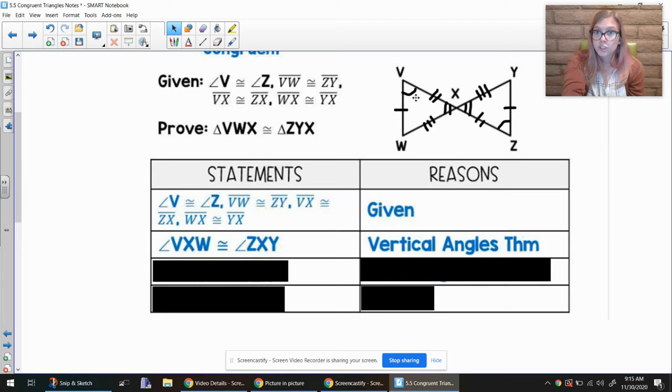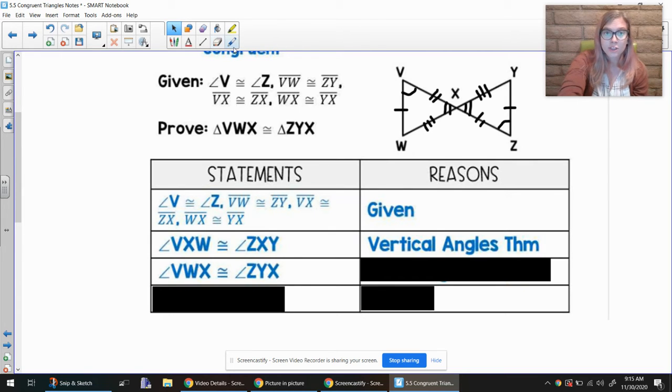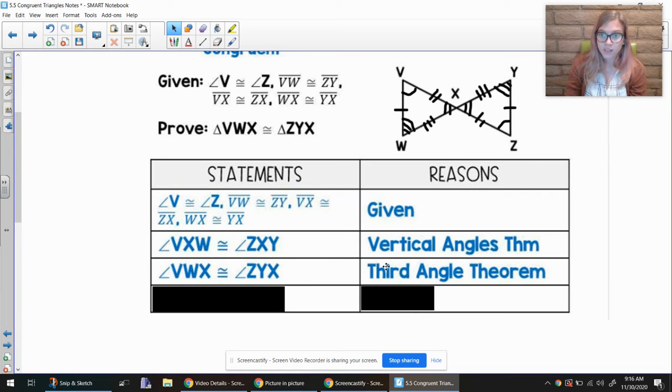Now we have one angle, two angles. We have two pairs of angles in the triangles that are congruent. So we can now say that that third pair of angles is congruent because of the third angle theorem.